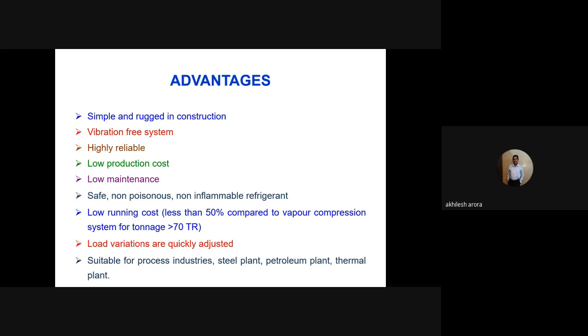So it has many advantages. As you can see, it's simple, there are no vibrations, reliable, low production cost, low maintenance, non-poisonous, safe, non-flammable, and low running cost, which is very important. Load variations means if we are varying the evaporator load, then it can be quickly adjusted, and it is suitable in many places like process industries, steel plant, petroleum plant and thermal plant.